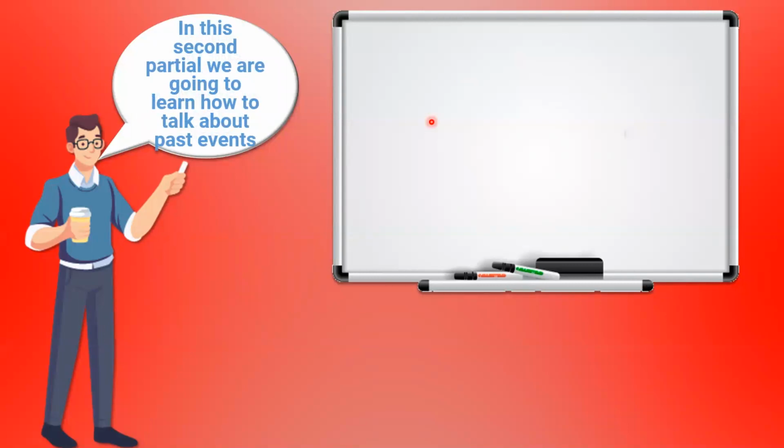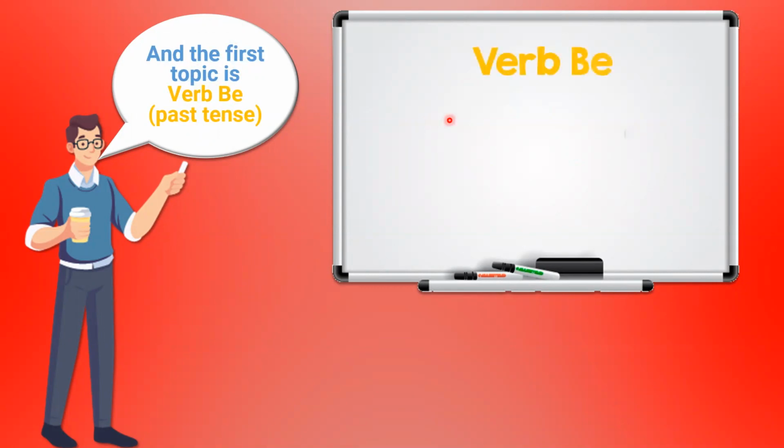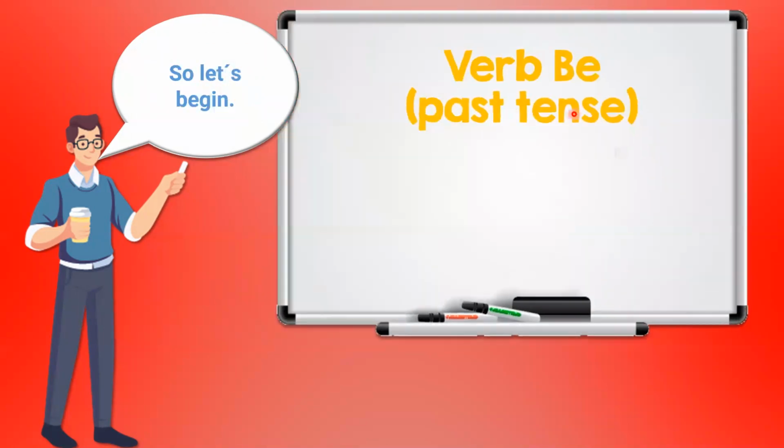In this second partial, we're going to learn how to talk about past events. So we're going to see several topics related to this. And the first topic is verb be in past tense. So let's begin.